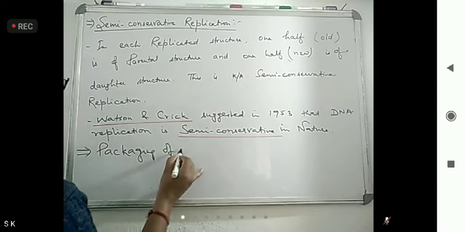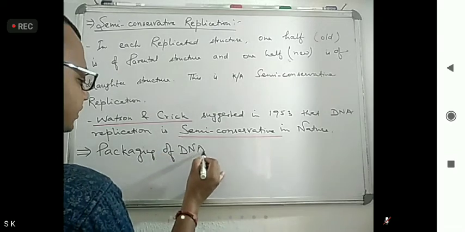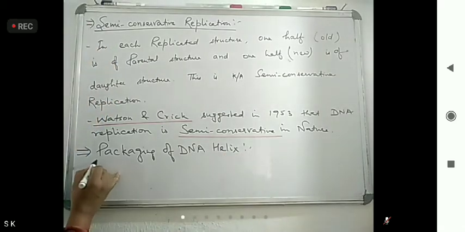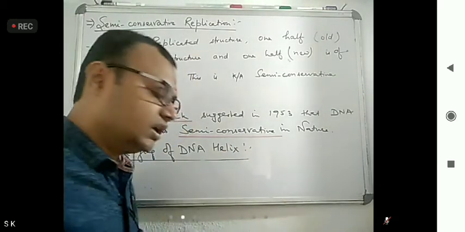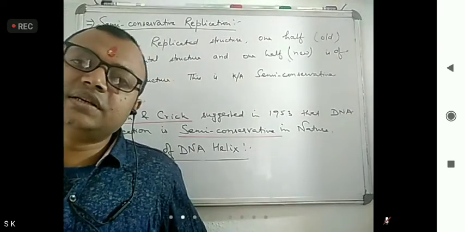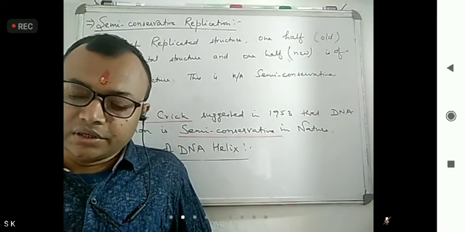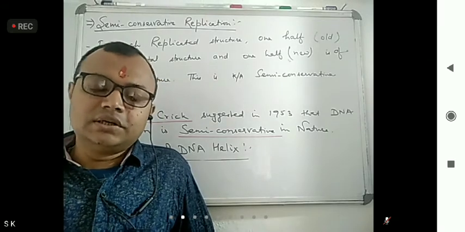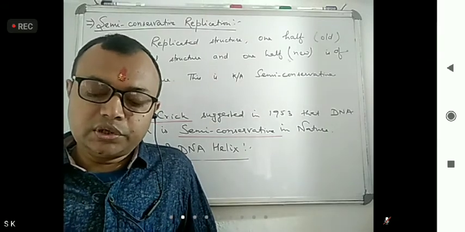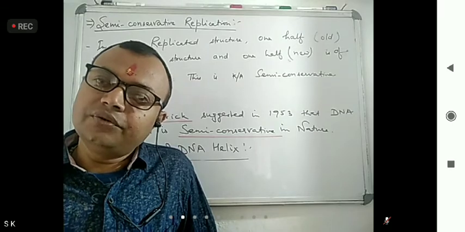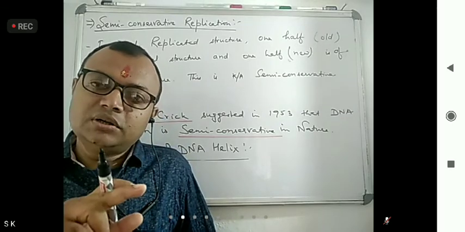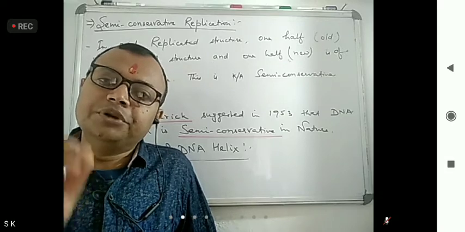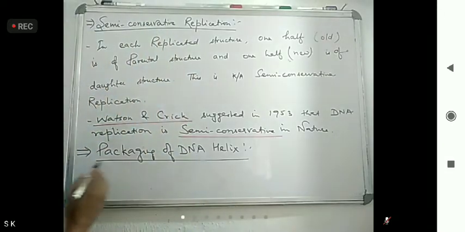Packaging of DNA helix. Okay, now why this packaging needed? Okay, so first we have to see, already we know the distance between two consecutive base pair we have seen in double helix model. Okay, so what was that? 0.34 nanometer.